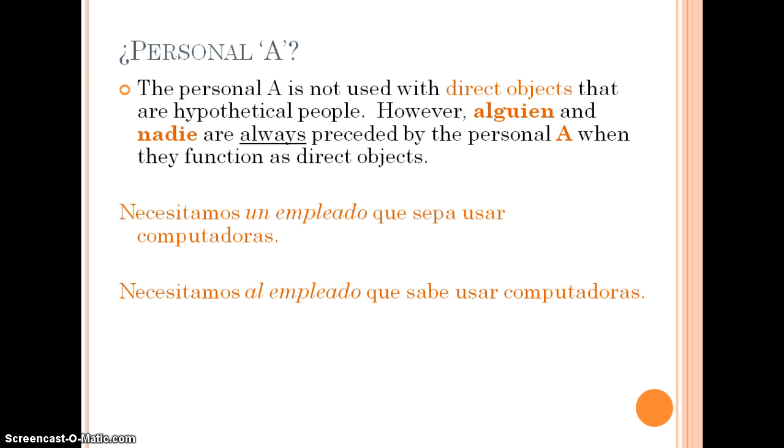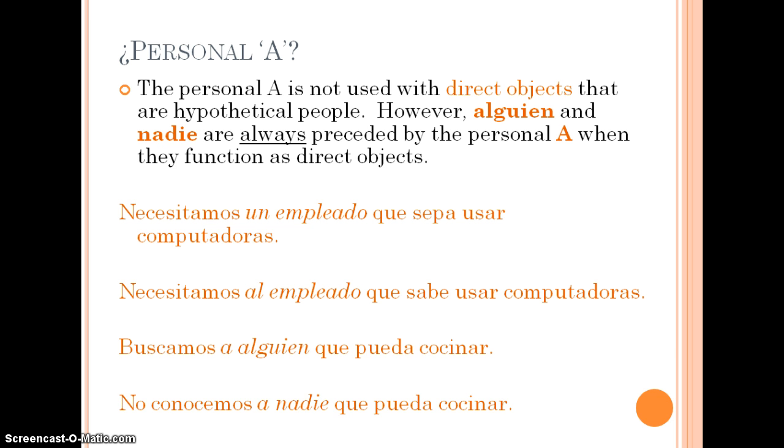Necesitamos al empleado que sabe usar computadoras. We need the employee who knows how to use computers. This person exists, therefore we have to use a personal a. Buscamos a alguien que pueda cocinar. We're looking for someone who can cook. That person is hypothetical, however, alguien is a direct object and therefore has to have a personal a. No conocemos a nadie que pueda cocinar. Again, personal a is used because nadie is a direct object.